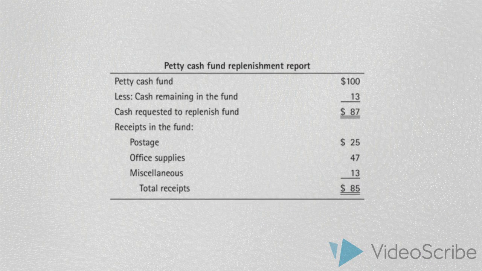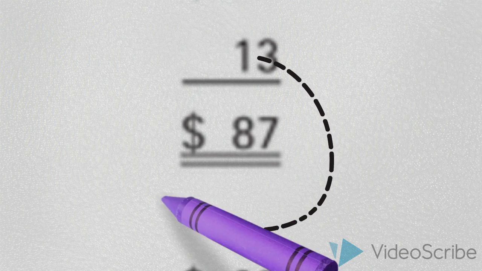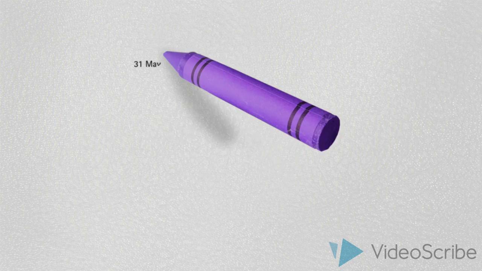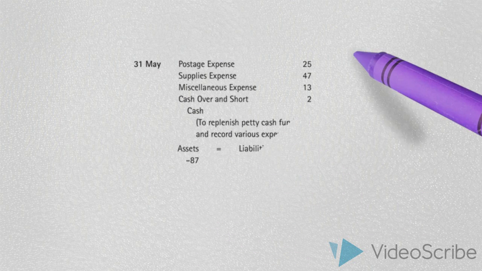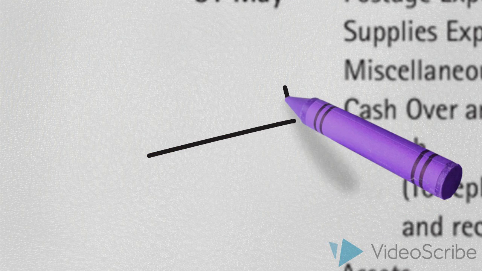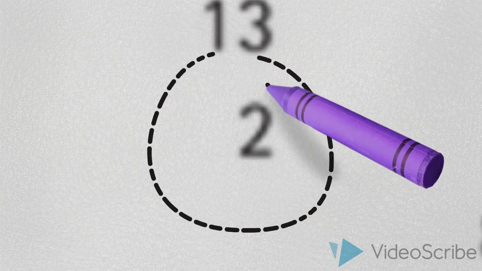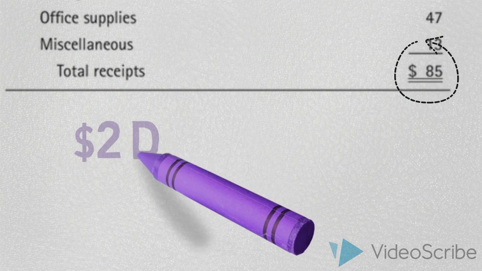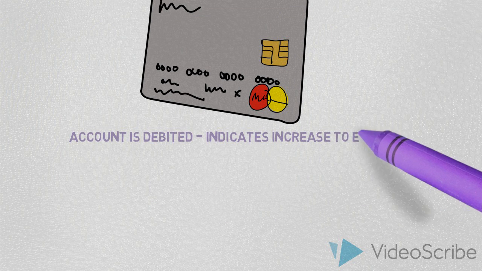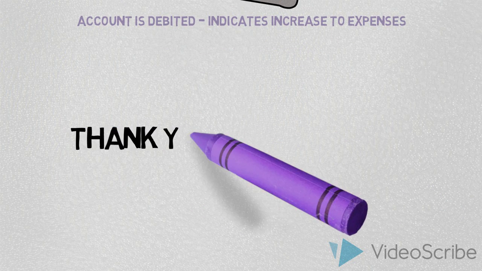In this case, a check must be written for $87 to fully replenish the fund. However, as illustrated, there is a difference of $2, which is then charged to the cash short and over account as follows. The cash short and over account is then debited, which indicates an increase to expenses.